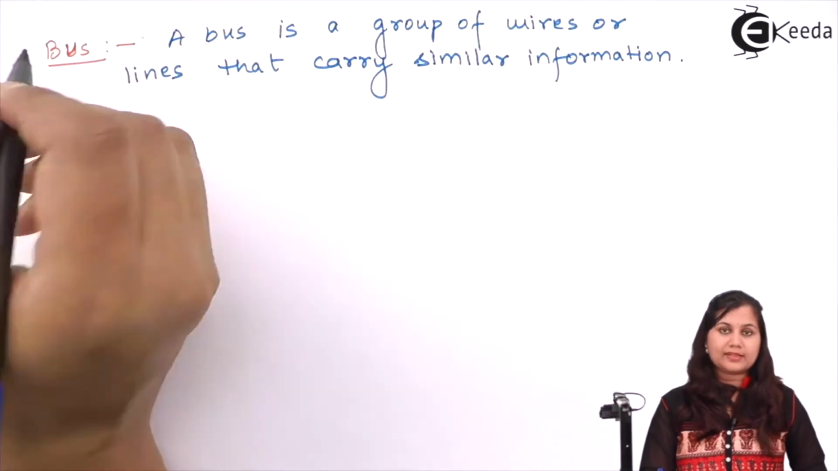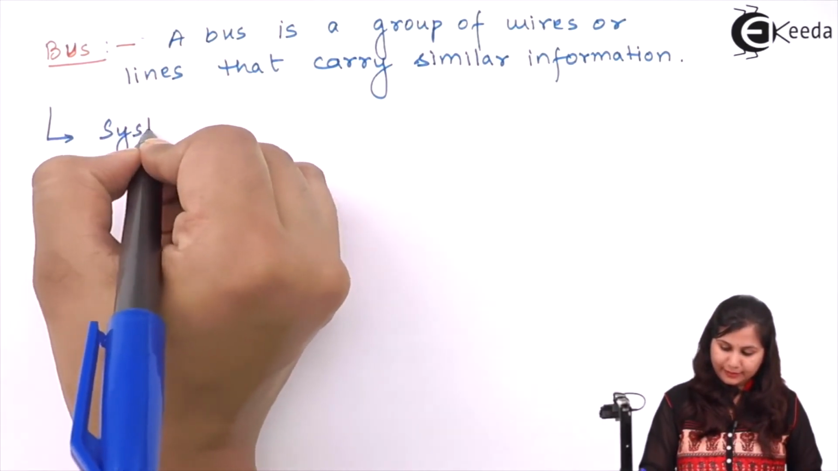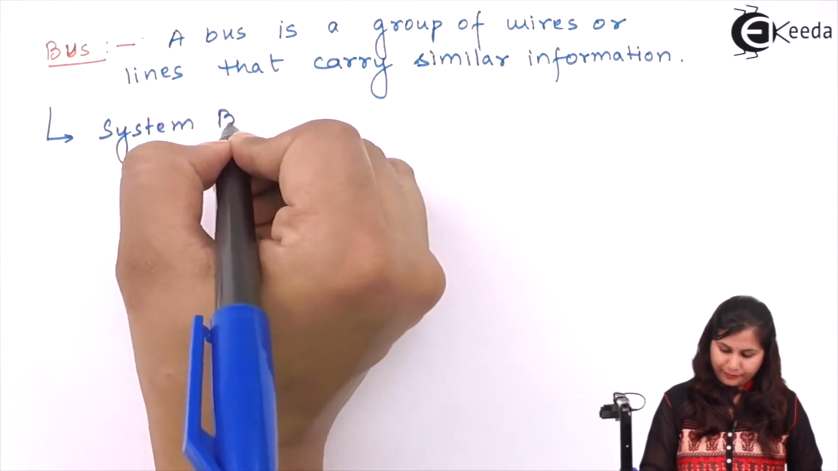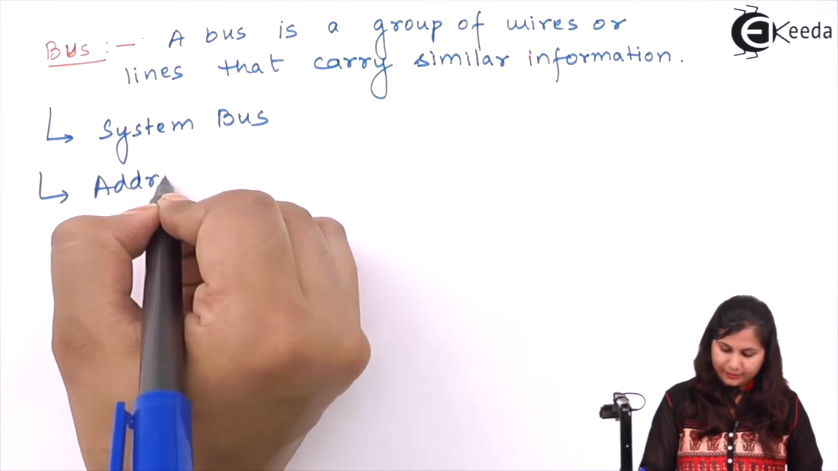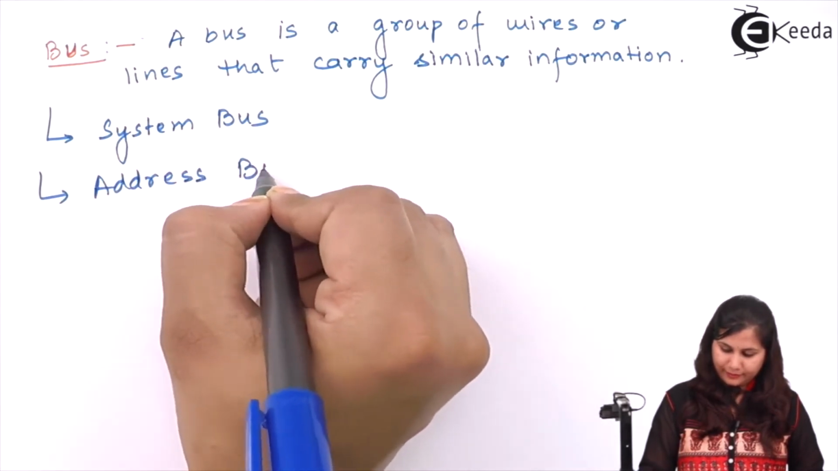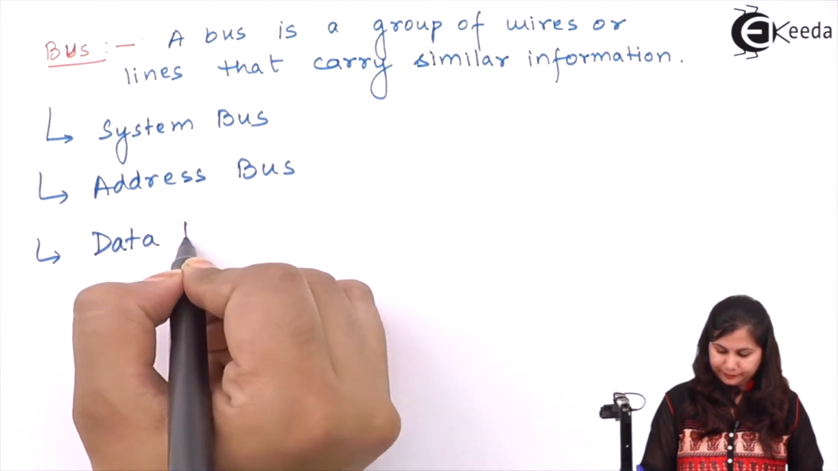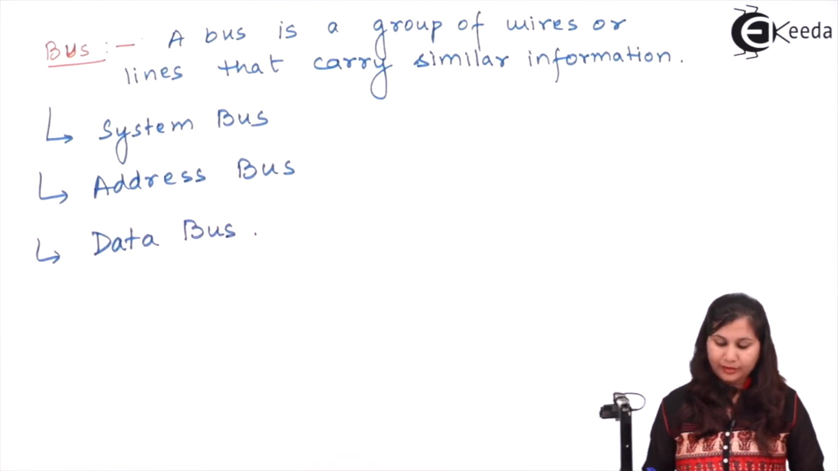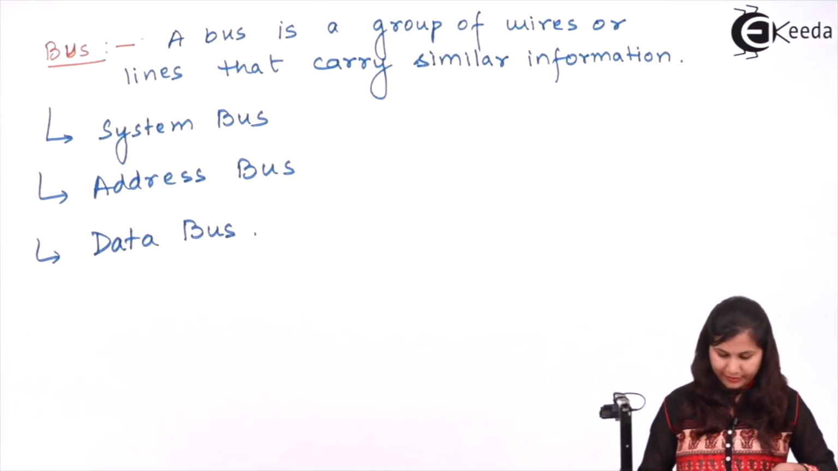Now this bus is of three types. We have first the system bus, then the address bus, and the data bus. Let us study these three types of buses. First, we will have the system bus.